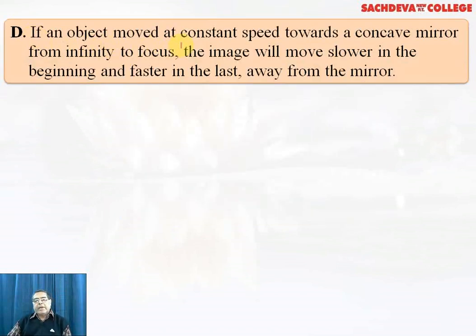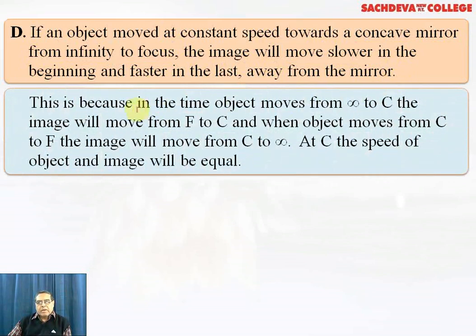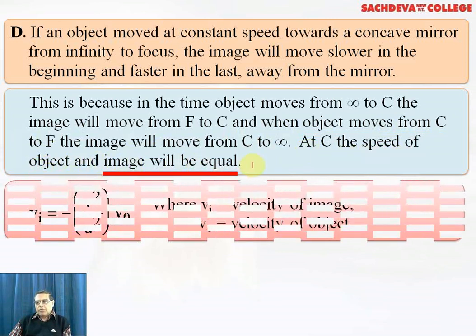If an object moves at a constant speed towards a concave mirror from infinity to focus, the image will move slower in the beginning and faster in the last, away from the mirror. These facts I have already explained in the earlier lecture. This is because in the time the object moves from infinity to C, the image will move from F to C, and when the object moves from C to F, the image will move from C to infinity. At C, the speed of object and image will be equal.